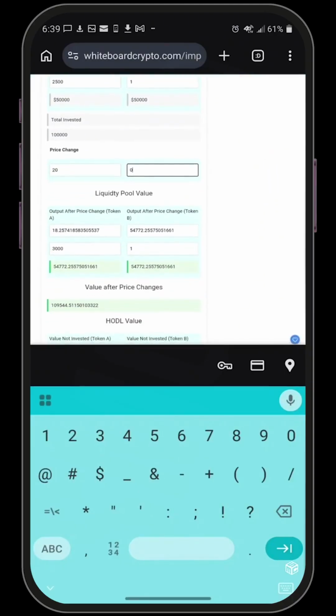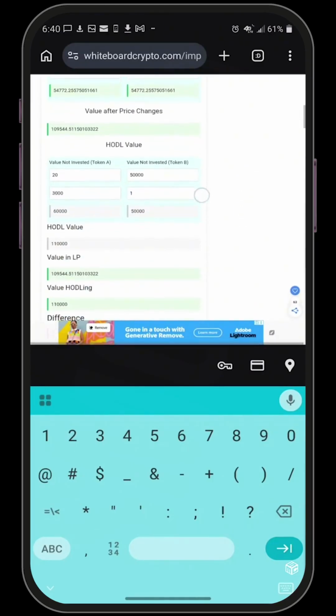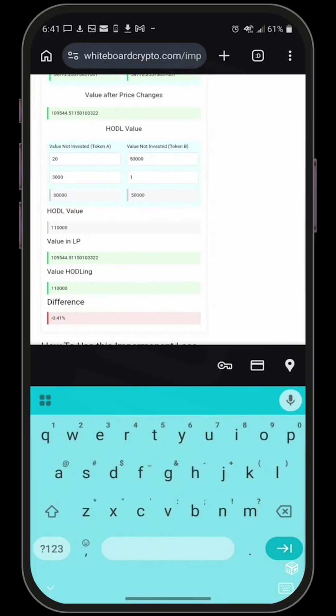Now notice how the calculator immediately updates all the results based on the values we have entered. First, it shows the estimated value of your liquidity position after the price changes. And then next, it shows what those same assets would have been worth if you had simply held them instead of providing liquidity. Finally, look at the difference section at the bottom. This actually represents your estimated impermanent loss, right? It shows how much more or less your liquidity position is worth compared to simply holding the same assets.